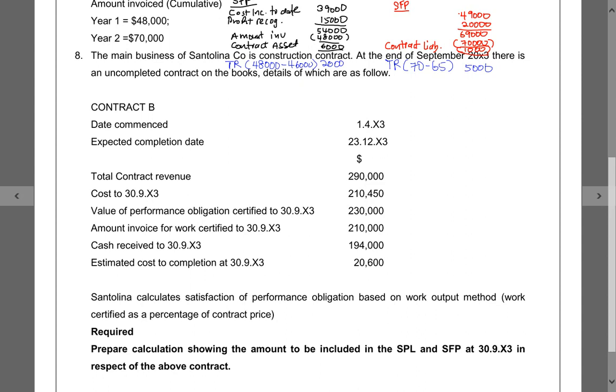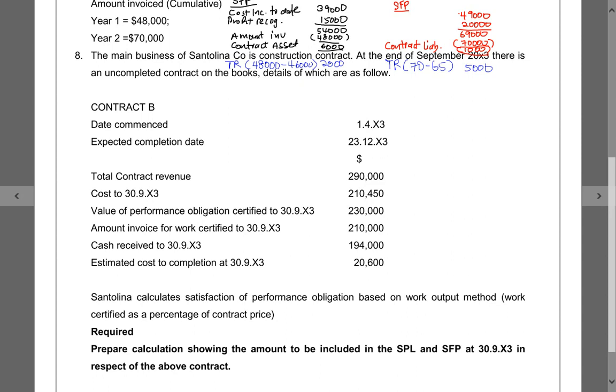The commencement date is 1st of April, x3. Our year end is September. The expected completion is December. So the contract actually runs through into the next financial year. We close on September, and it is completed in the next financial year. Of course the calendar year will be the same calendar year, but the financial years are two different ones. So we close in September.